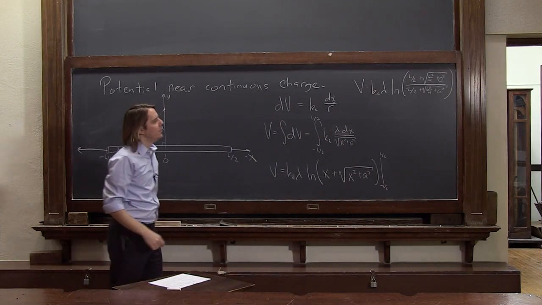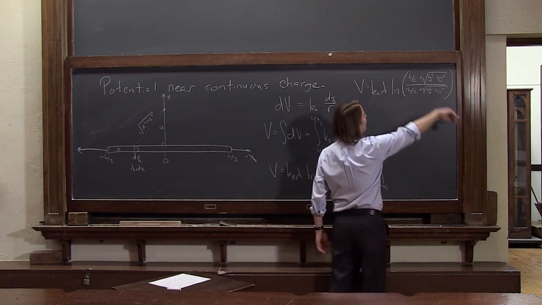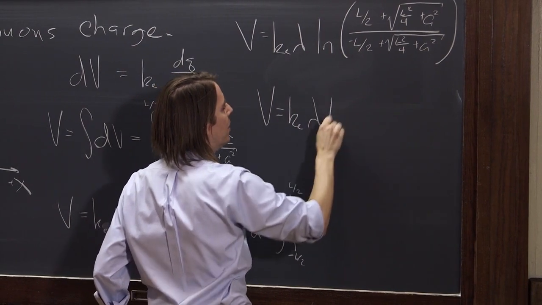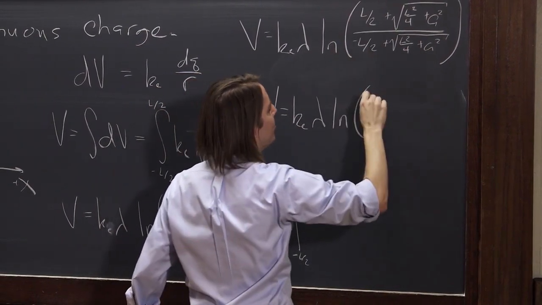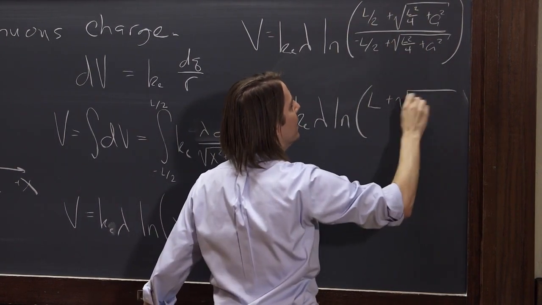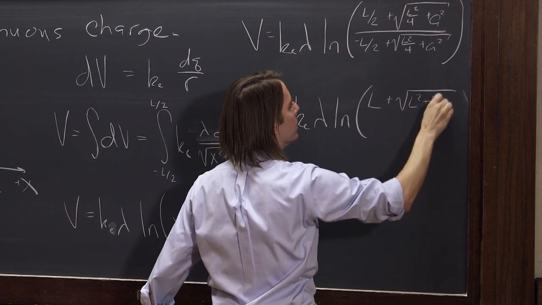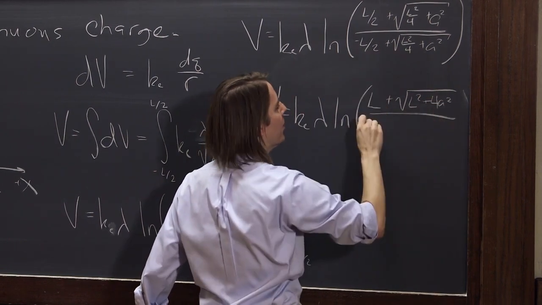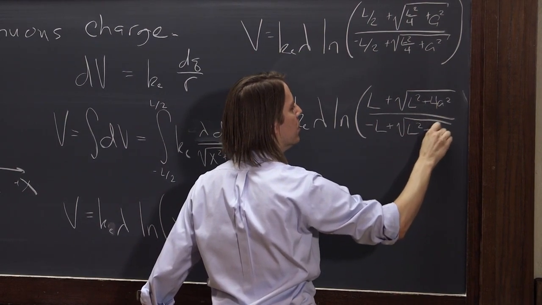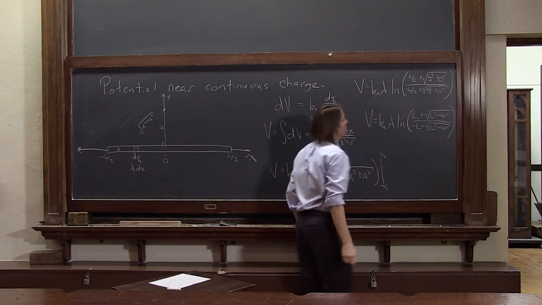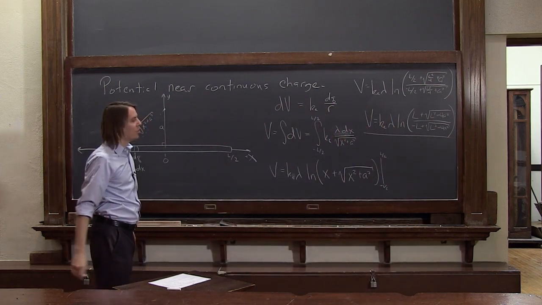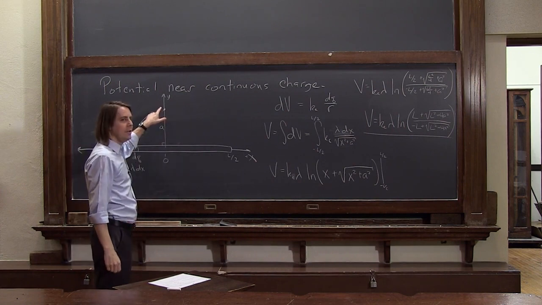You could go from there. You could simplify some more. You can multiply the top and the bottom by 2 if you want to. Let's just do that, and then we'll call it quits. Ke lambda ln, top and bottom by 2, that becomes L plus, take the 2 in there, and it cancels that 4. That's convenient. L plus the square root of L squared plus 4 A squared, over minus L plus the square root of L squared plus 4 A squared. You could try to simplify it more, but you're not really going to do much. It's always going to look ugly. But that is the potential here.